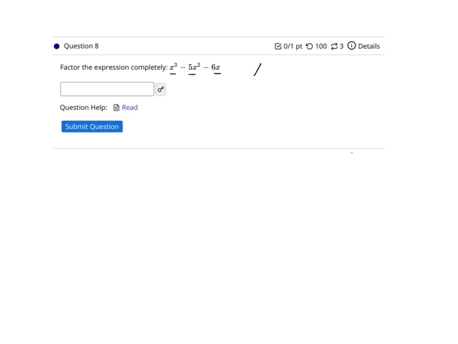So I'm going to start off by factoring out an x, which will leave me with x squared minus 5x minus 6. Now I'm going to take my quadratic and I'm going to factor that using the diamond problem. So I'm going to start off by taking this number and this number, multiplying them together, and that goes on top. Then I take my middle number and that goes on bottom.